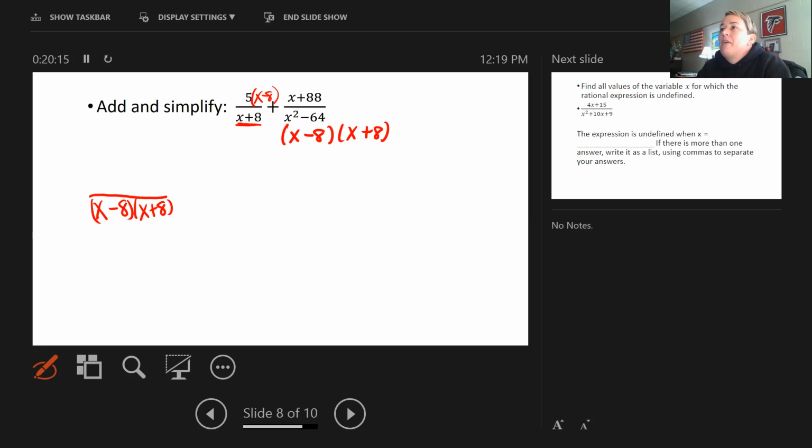So I'm going to get 5x minus 40 plus, did I have to change anything on the second one? And my answer is no. All that was already the denominator. So I get to just write x plus 88 up there again. It just stays. Nothing changes with that numerator. And then I look and I just combine my like terms. 5x plus x is 6x. And negative 40 plus 88 is plus 48 over here.